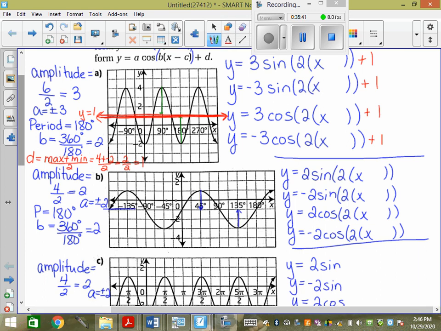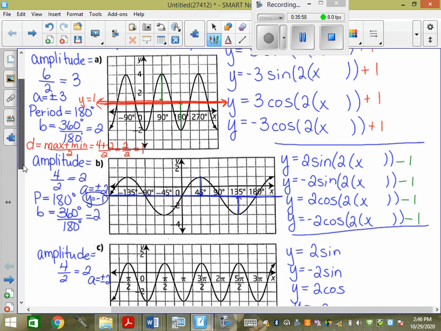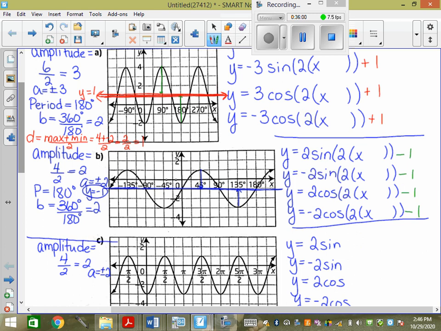And this one has a midline at y equals negative 1. So now I'm going to have minus 1, minus 1, minus 1, minus 1. Once again, if you like the formula, you could go D equals max, which is 1, plus min, which is negative 3, divided by 2, which is negative 2 divided by 2, which is negative 1. Same total answer. Do I care which one you use? Nope, as long as you get it right.